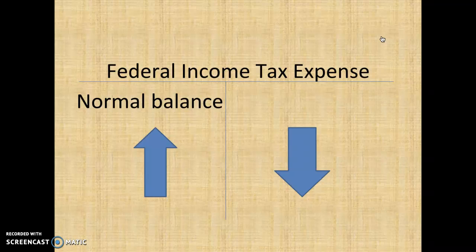And so as we are recording this, our first account we'll use is our federal income tax expense, and it has an increase in normal balance on the debit, decrease on the credit, and it would be part of our owner's equity.